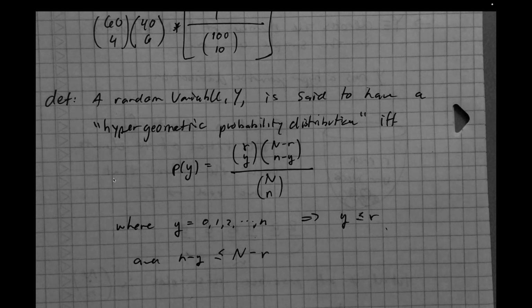Very good. So that's the idea here. We want to sample from a population with a known rate for a desired characteristic, and we want to be able to quickly say what the probability is of getting a certain number from that population with said characteristic. That's what the hypergeometric probability distribution tells us. Okay, let's do an example.